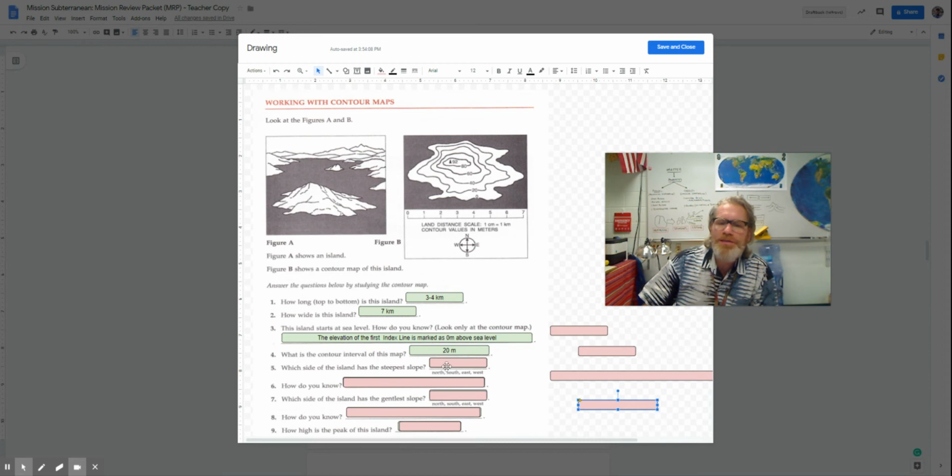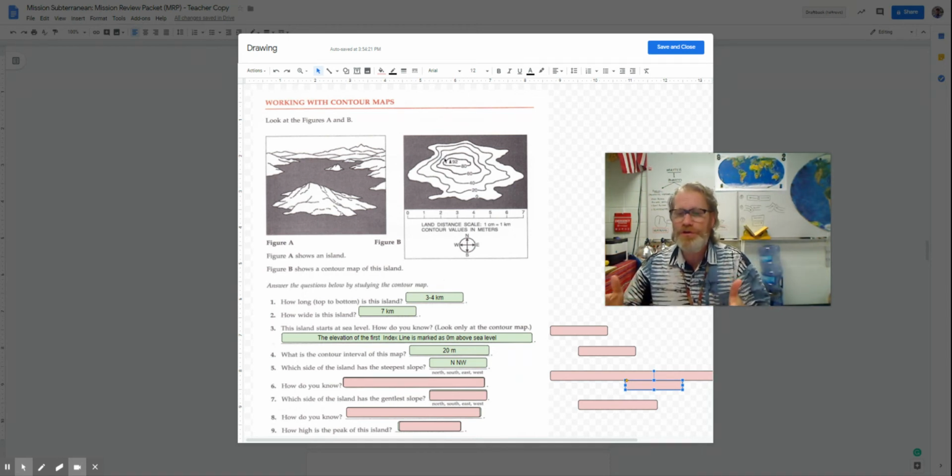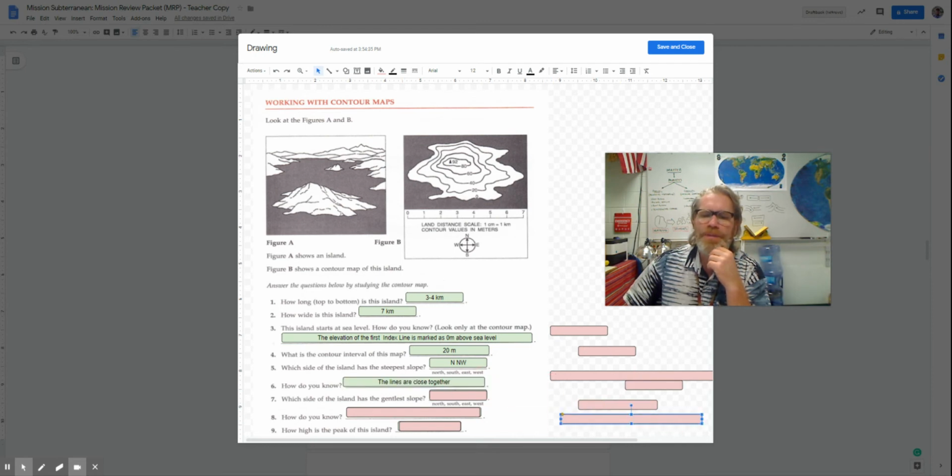Which side of the island is the steepest? This uses the idea that the closer the lines are together, the more there's going to be a change in the elevation very rapidly. So the northwest part of the island is the steepest, where the lines are closest, whereas down here the gentlest slope would be the longest spaces between the lines, the most spread out place. And last but not least, the peak is that point at which we go up.